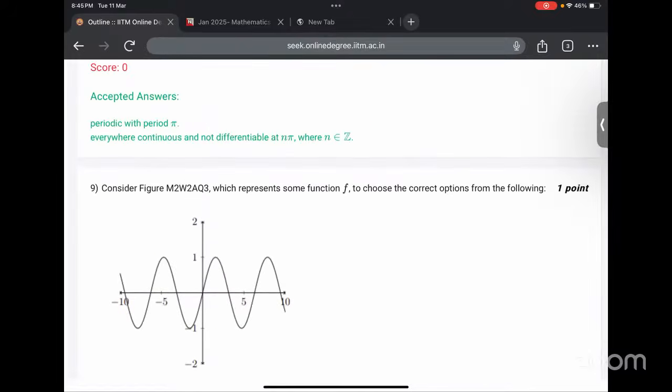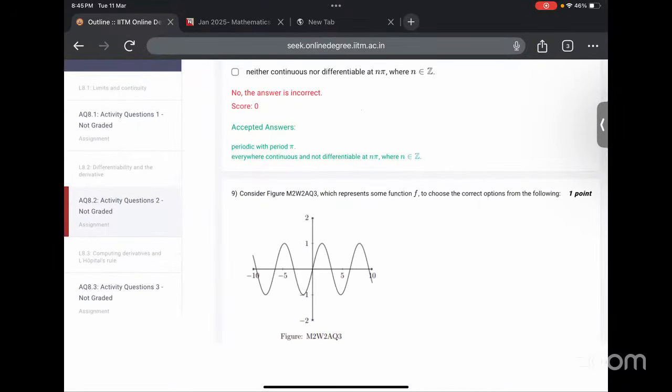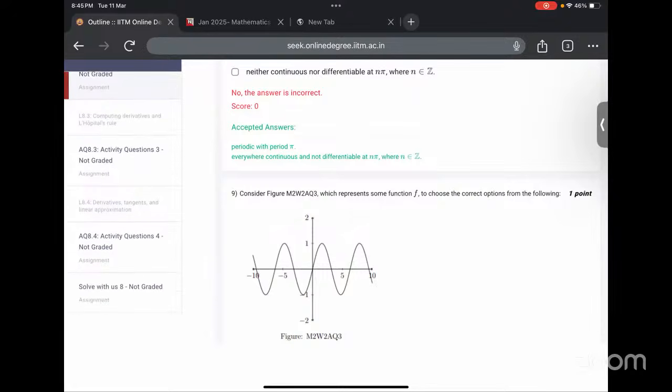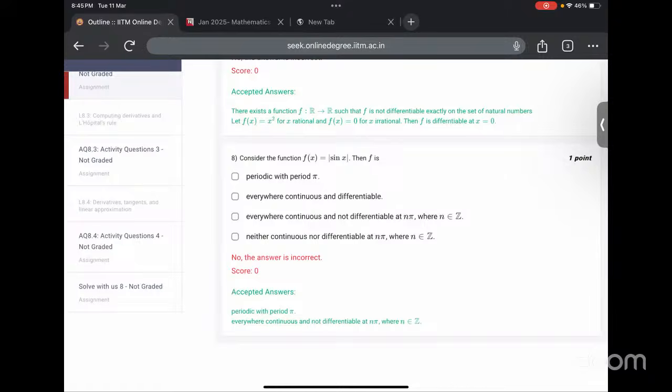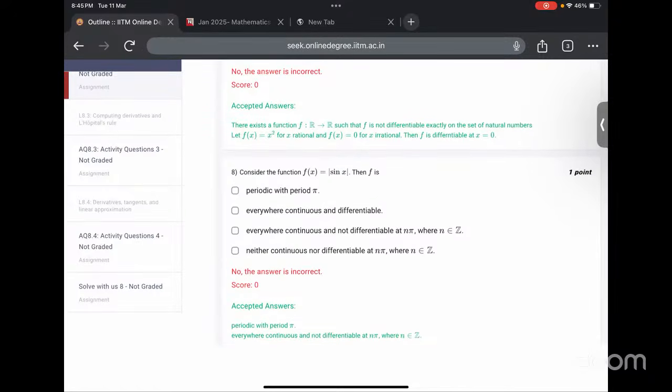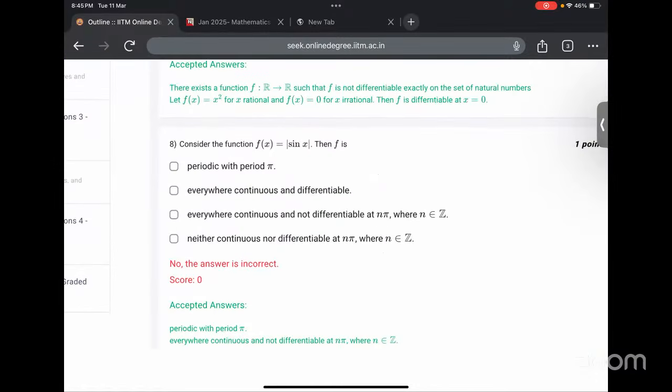Okay. Yeah. Anything else here? Anything else from this? 8.2? No? What about this 8th question?